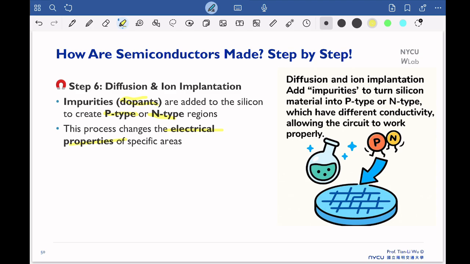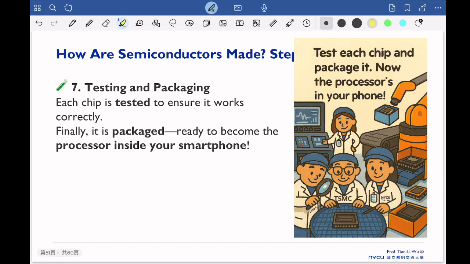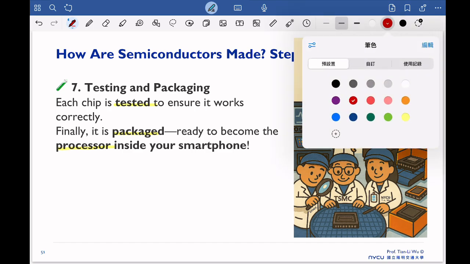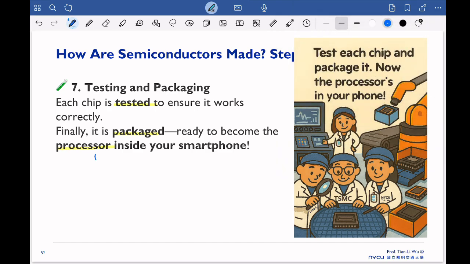And the last step is we will do the testing and packaging here. Each chip is tested to ensure that it works correctly, and then we will package our semiconductor chip, and in the end it becomes the processor. So you can see that if you open your smartphone, you're likely to see many of the packaged chips here. So that's lots of steps here.